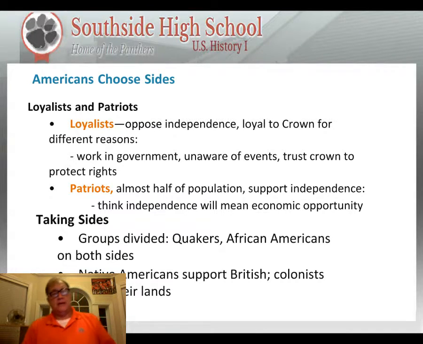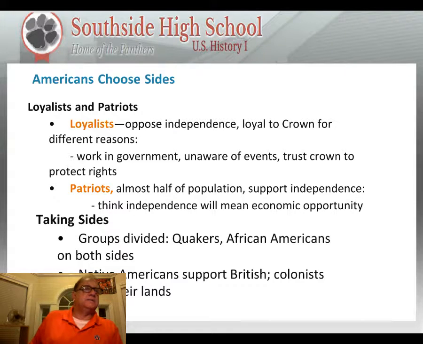Immediately, the Americans began to choose sides. At the start of the conflict, most people say only 35 to 45% of all Americans favored independence. 30% were loyalists, and the rest didn't really care. The loyalists, however, opposed independence and stayed loyal to the crown for different reasons. Some of them worked in the government. Others were unaware of the events going on and trusted the crown to protect their rights.